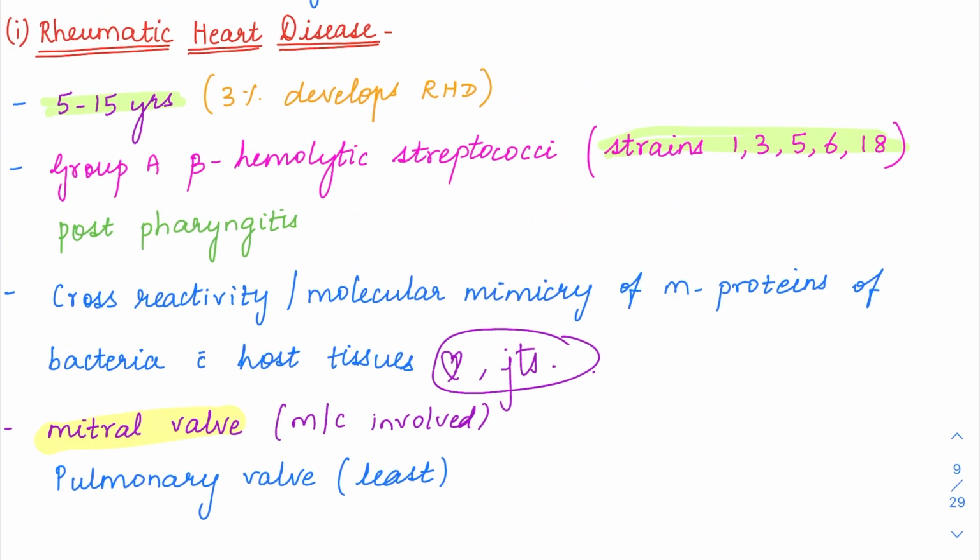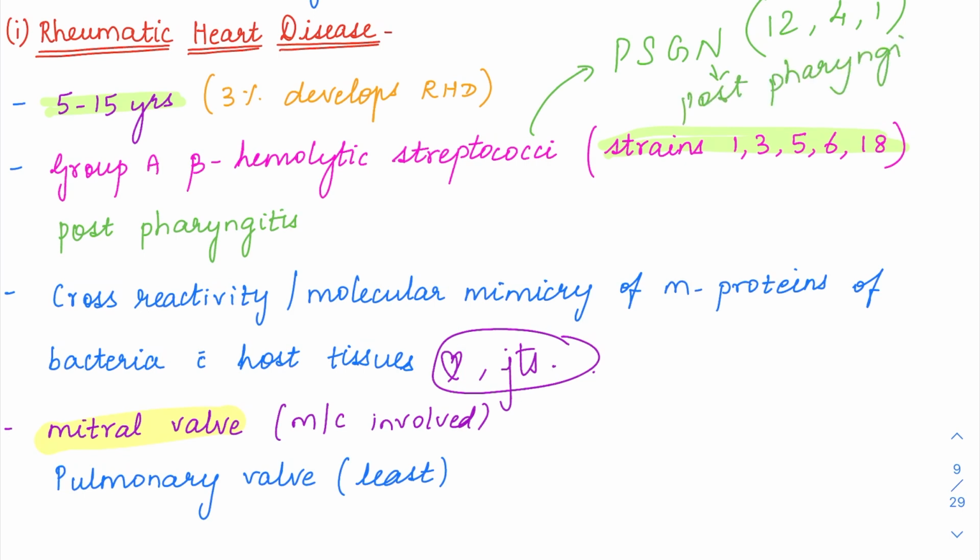Why was this important? Group A beta hemolytic streptococci can also cause a kidney condition called post-streptococcal glomerulonephritis. We all must have known cola colored urine, right? PSGN can also be produced by streptococci, but the strains there are different: 12, 4 and 1. And remember one other thing, PSGN can present post pharyngitis and also post a streptococcal skin infection, which is impetigo. Post impetigo or pharyngitis, it will be seen for PSGN and not for RHD.